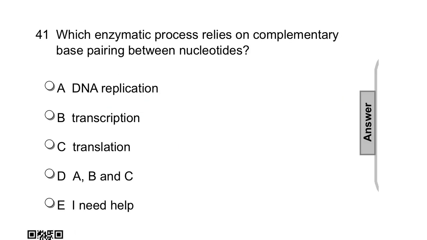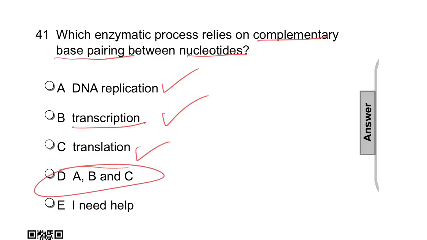Okay, what process relies on complementary base pairing between nucleotides? Well, obviously, when you make DNA, you add new nucleotides to each parent strand. That's base pairing between nucleotides of the new and the old. Transcription, obviously, yes. The nucleotides of RNA base pair to the parent strand, the template strand of the DNA. Translation, yes, you've got codons and anticodons base pairing. So it's all those.